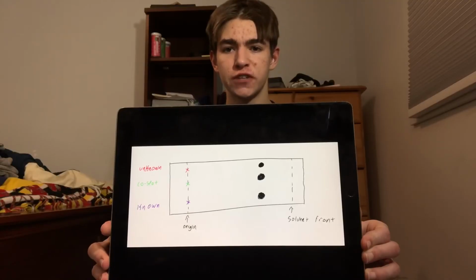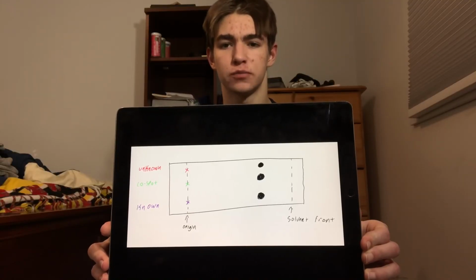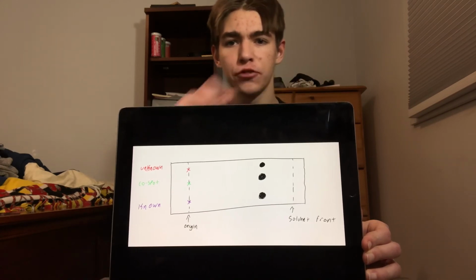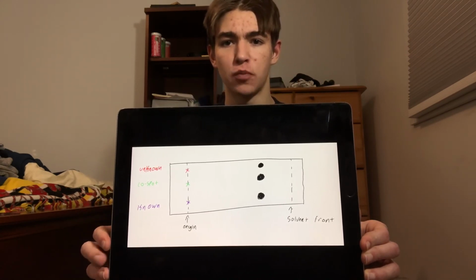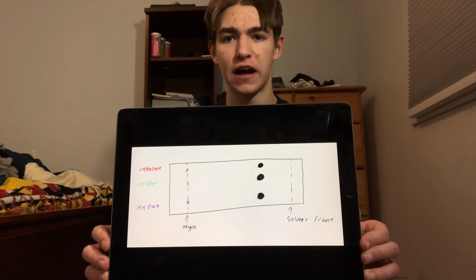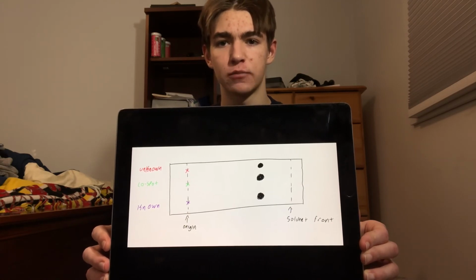You can visualize the new spots on the TLC plate by putting it under UV light. As you can see, all three spots are at the same spot, so they'll have the same RF value, meaning that they're most likely the same compound.